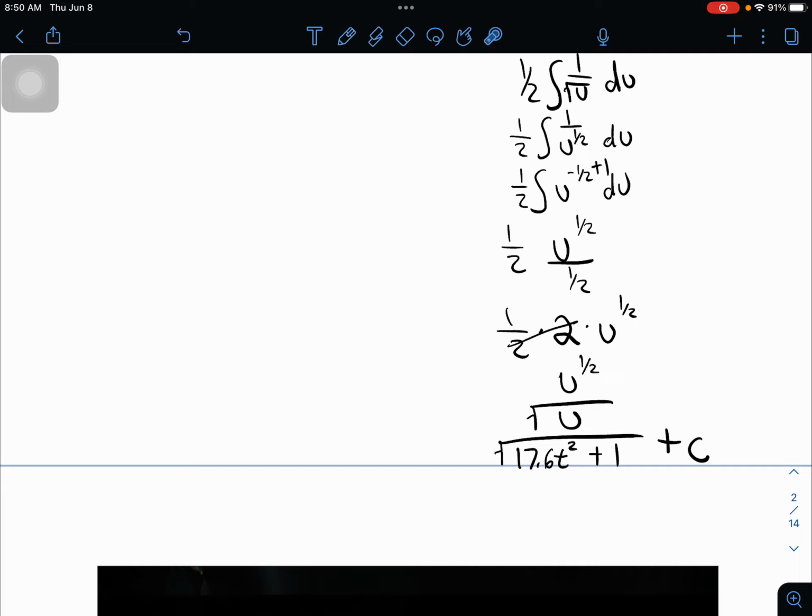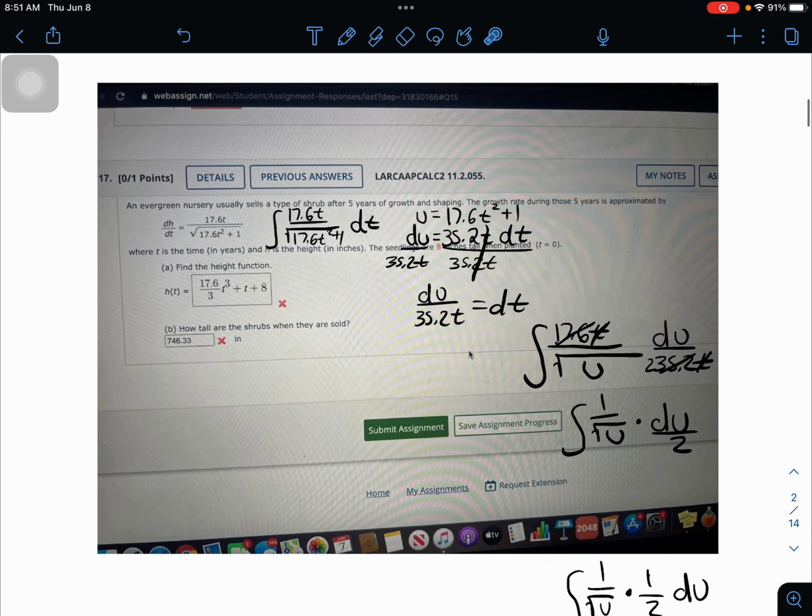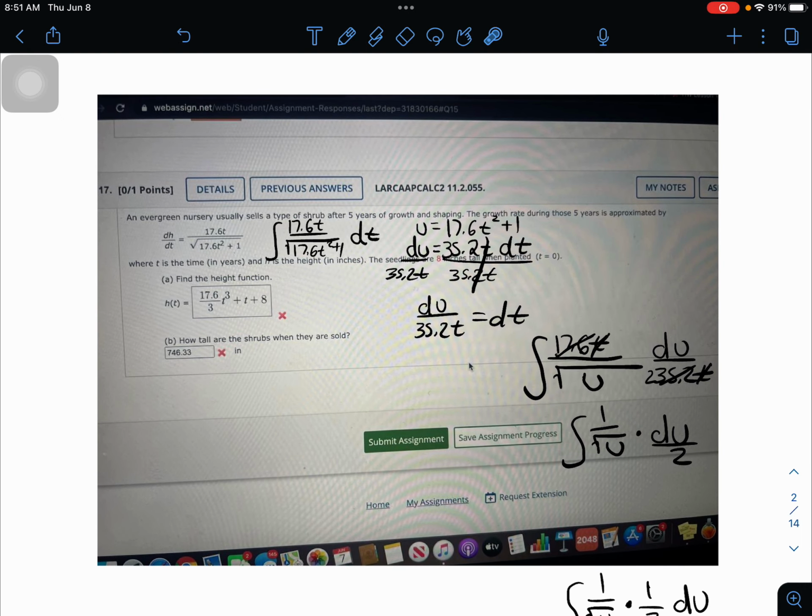Because remember, when you're doing these integrals, there's always a plus c out here. It's just a number. It can be any number. So we put a c there because that can actually be any number. And that's going to be your, it's not quite your height function yet, but it will be here in a second. We're going to figure out the rest of it.